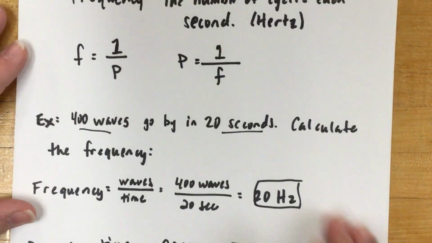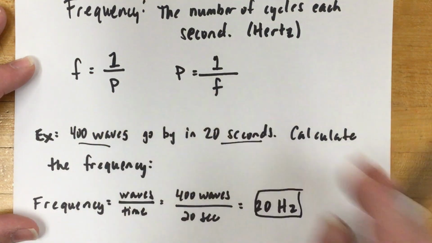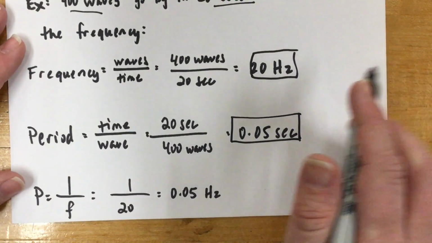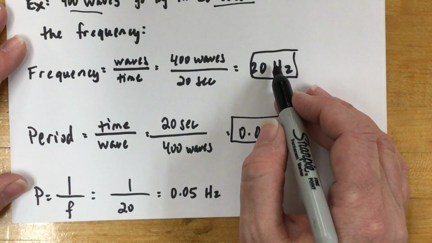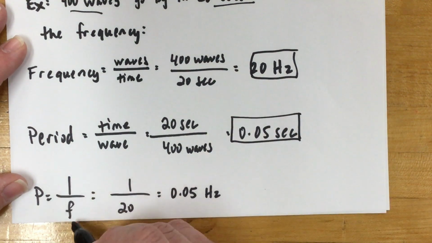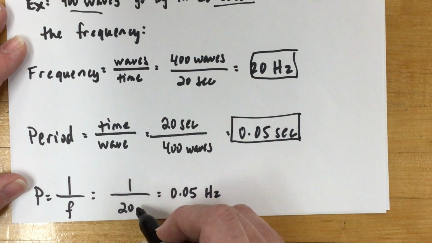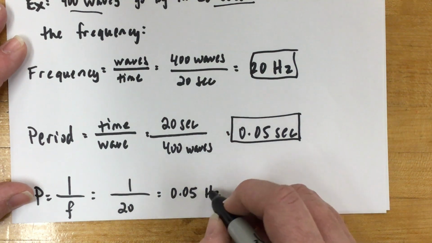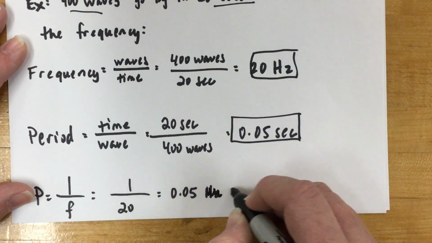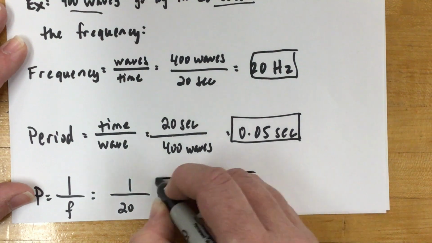We can also take the equations that we have here, the inverse of that, and do the same thing. Once we know the frequency, we could say that the period is 1 over the frequency, and say 1 over 20, and we would still get 0.05, not hertz, it'd be seconds, because we're measuring the period there.